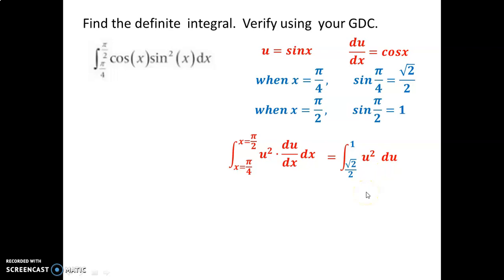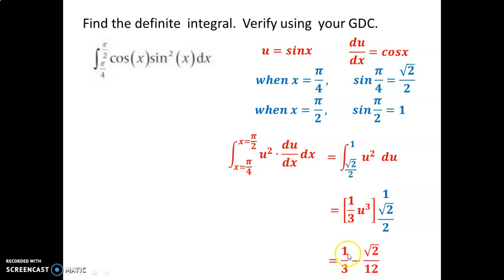Now let's find the definite integral. So the integral of that is 1/3 u to the third power. And here's our boundaries again. Okay, now that we have our integral and the boundaries here, we can substitute 1 in there, and then minus root 2 over 2 substituted in there.